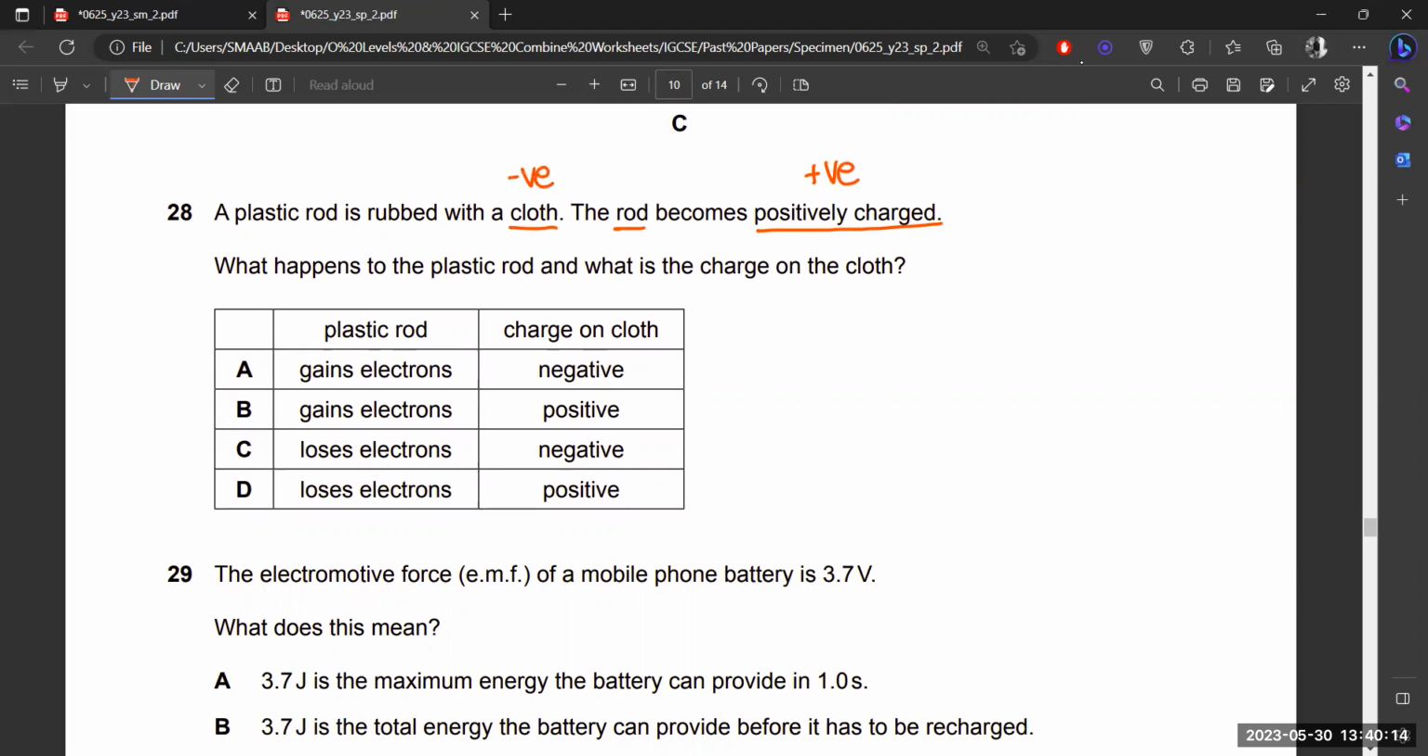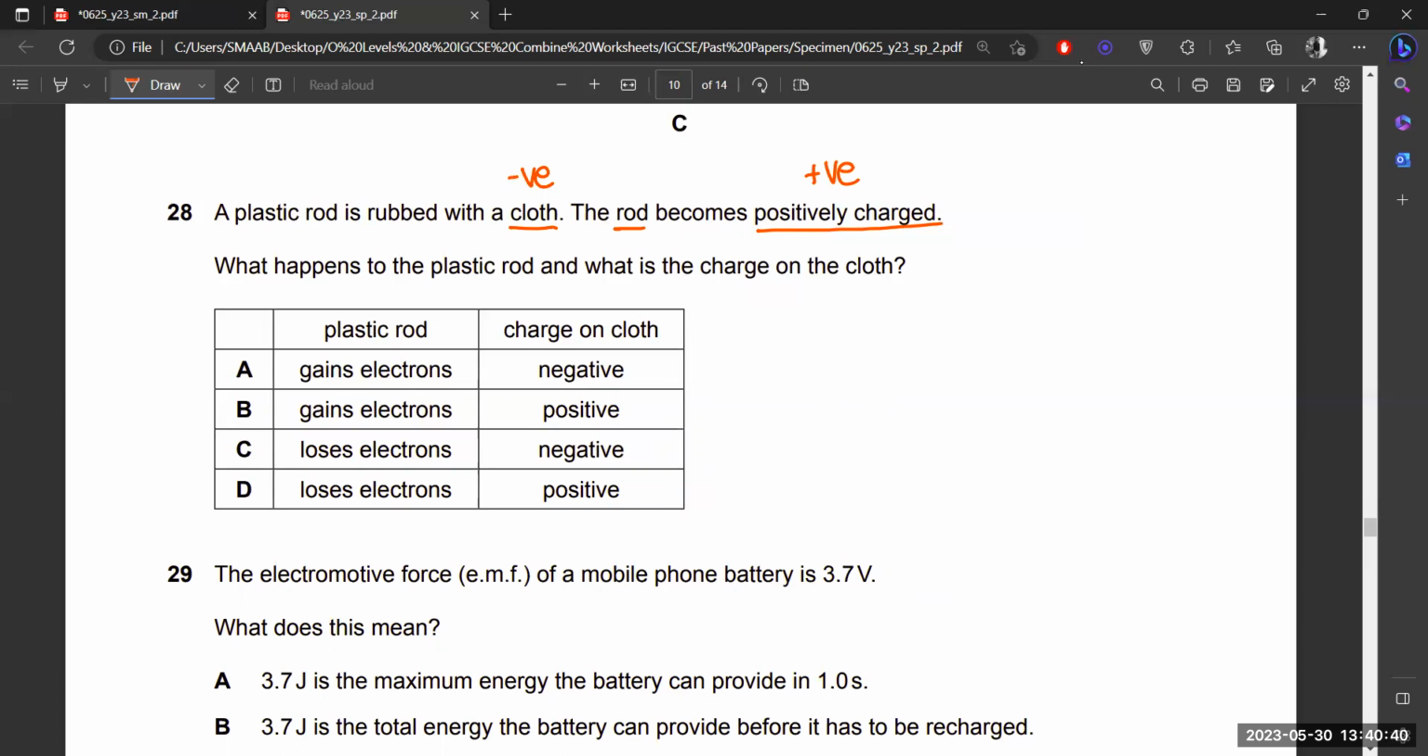What happens to the plastic rod and what is the charge on the cloth? We already identified that there will be a negative charge on the cloth. When we are talking about the transfer of charges, we know that only electrons will flow. So basically the cloth gains electrons from the plastic rod, because electrons are moving from the plastic rod to the cloth. That's why the cloth will be negatively charged.